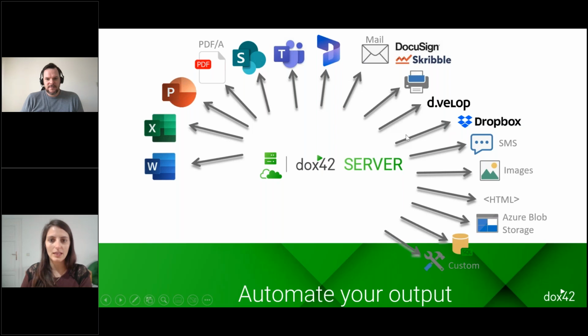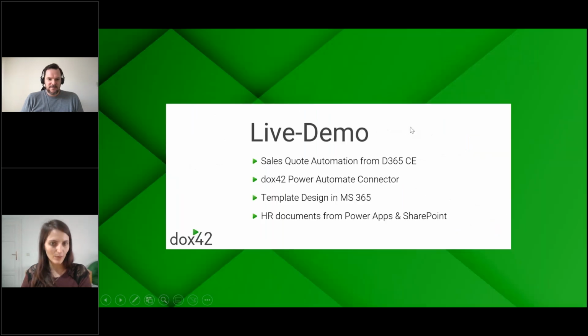Good. And then let's prove live how everything looks and how it works. So we've prepared a few demos. First of all, a sales quote generating from CE. Then we will generate it also using Power Automate. Then I'll show you the template design. And in the end, we will also show you a contract example using Power Apps and SharePoint.